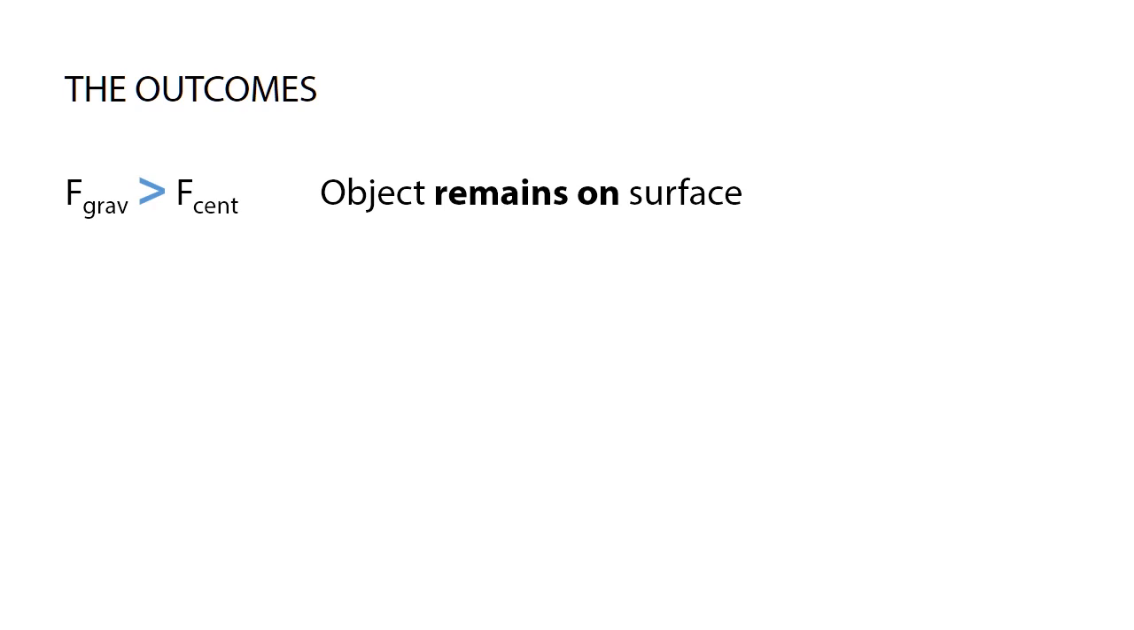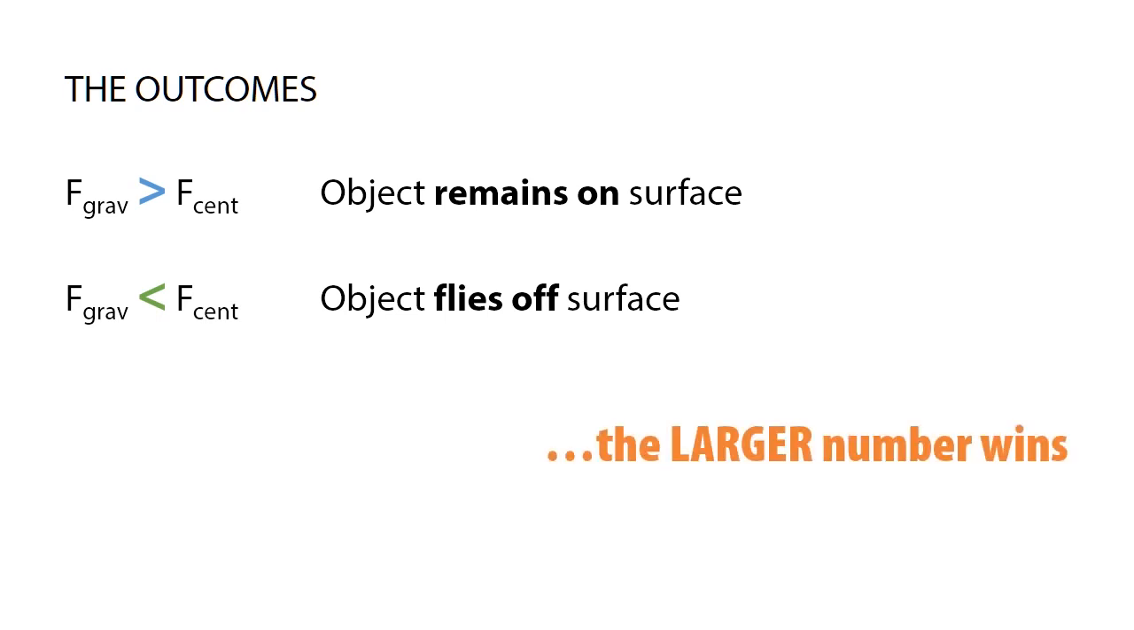Now, how can you tell by using these formulas whether some liquid on the surface of a rotating sphere will remain on the surface or fly off? Both formulas give you an answer in newtons. The comparison is simple. If the gravitational force is greater than the centrifugal force, the liquid will stay on the surface of the rotating object. If the opposite is true, the liquid will fly off the surface. In either case, the larger number determines what happens to the liquid.